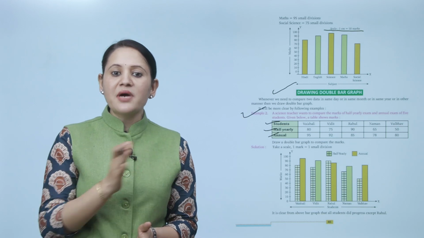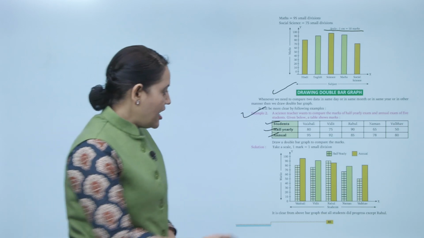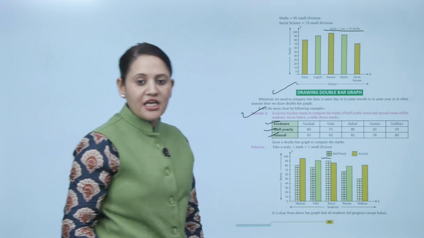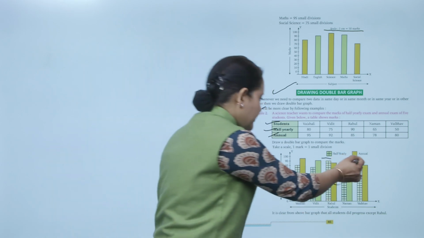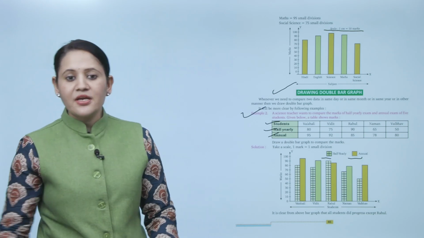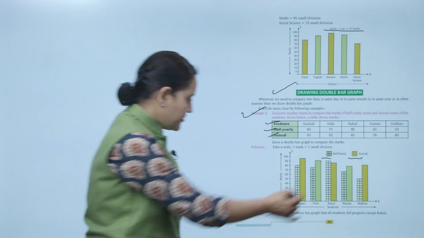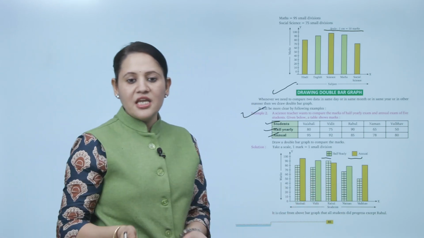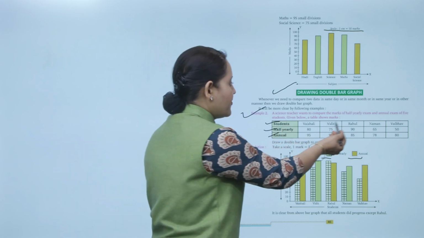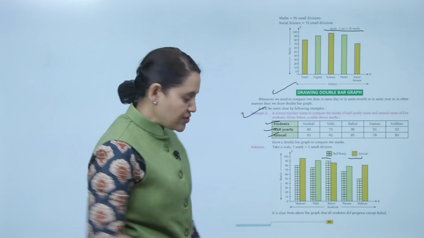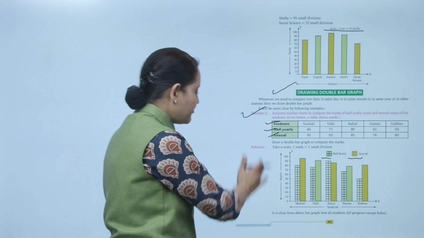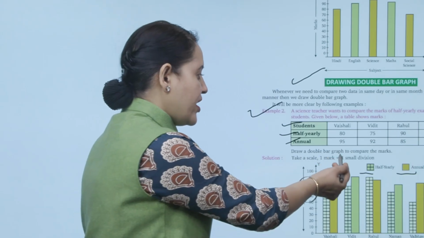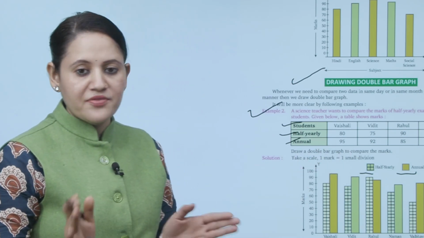So solution, first we'll take the scale. Scale is 1 mark equals 1 small division. Half-yearly को हम इस तरीके से show करेंगे and annual marks will be shown by this kind of bars. Clear? So on x-axis we have taken the names of students like Vaishali, Vidit, Rahul, Naman and Vaibhav. Total 5 students. So that we have taken on x-axis. On y-axis we have taken the marks. Scale is 1 mark equals 1 small division.